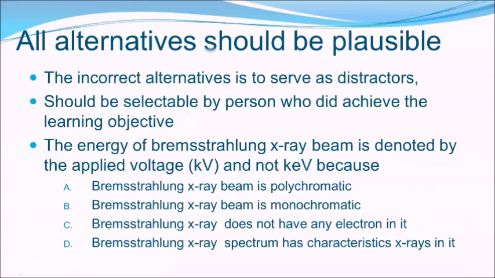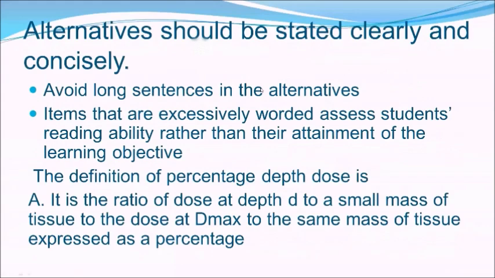Your alternative should be as plausible as possible. And an alternative should be stated clearly and concisely. Don't make your alternative a long one. To give an example, suppose you are asking about percentage depth dose. Don't give 5 different definitions of percentage depth dose, each running into 2-3 sentences, like: percentage depth dose is a ratio of dose at depth d to a small mass of tissue to the dose at Dmax to the same mass of tissue, expressed as a percentage. This will confuse the student. Make it concise, as small as possible.